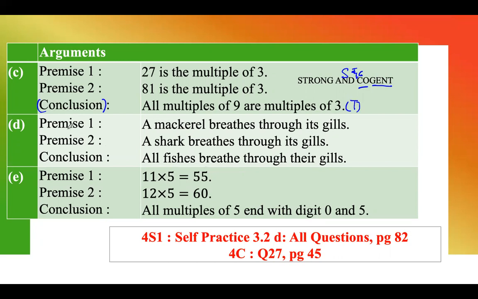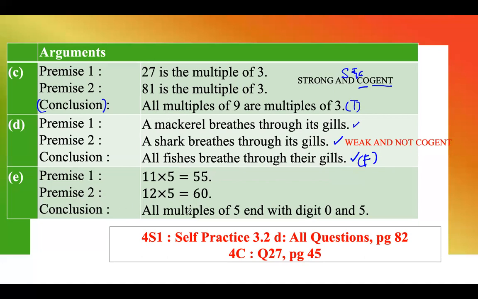Okay, premise 1, a mackerel breathes through its gills. A shark breathes through its gills. Okay. Conclusion, all fishes breathe through gills. True or false? I don't know by your, right? But I think it's false. All the fishes breathe through gills. I think ikan paus, or whale, doesn't breathe through gills, right? It breathes with lungs. So it is weak and not cogent, because the conclusion is false.